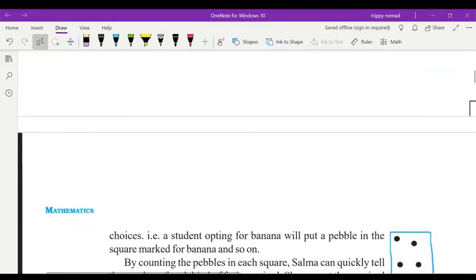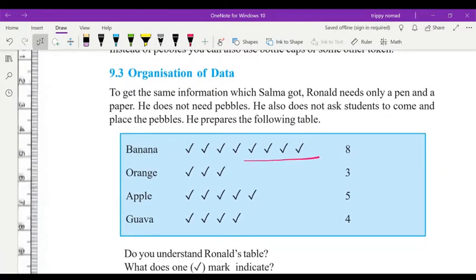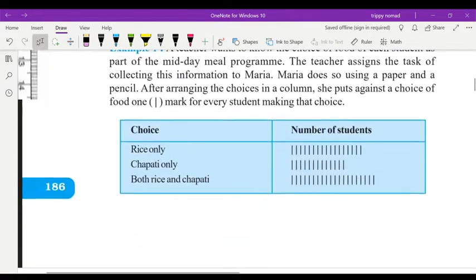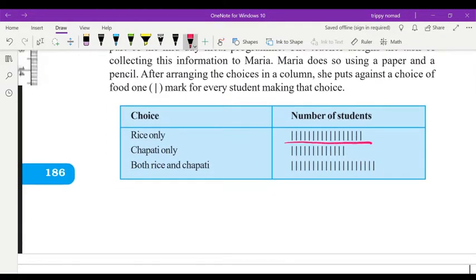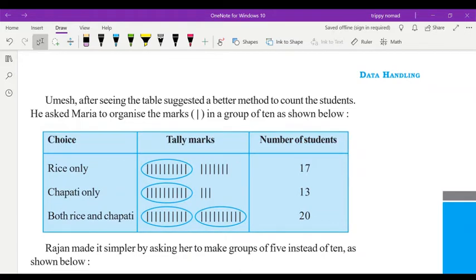That is tally marks, children. Suppose here they have shown the tick marks. If we organize this data, these are also marks. Suppose rice, how many children have eaten rice, 1 2 3, like this. If we are writing, we are putting the mark, not writing the number. Here they have written the tally marks for how many children have eaten rice only. Here they have written 17, then chapati only 13 and 20.